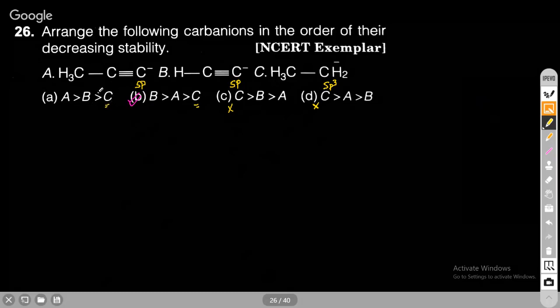Now, in the next one, if you compare B and A, CH3 has electron releasing nature. Because of electron releasing nature, this will be a little bit less stable than this one. It will increase the electron density, and hence the stability decreases. Hence option B is correct. B is most stable, then A, and then C. Correct?